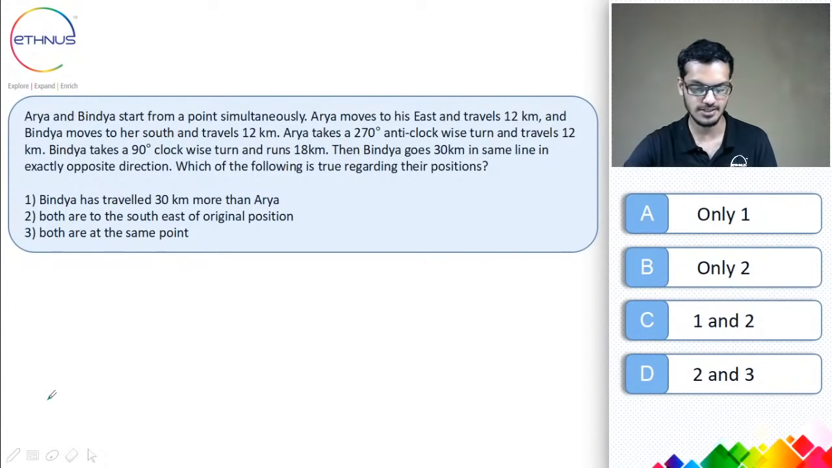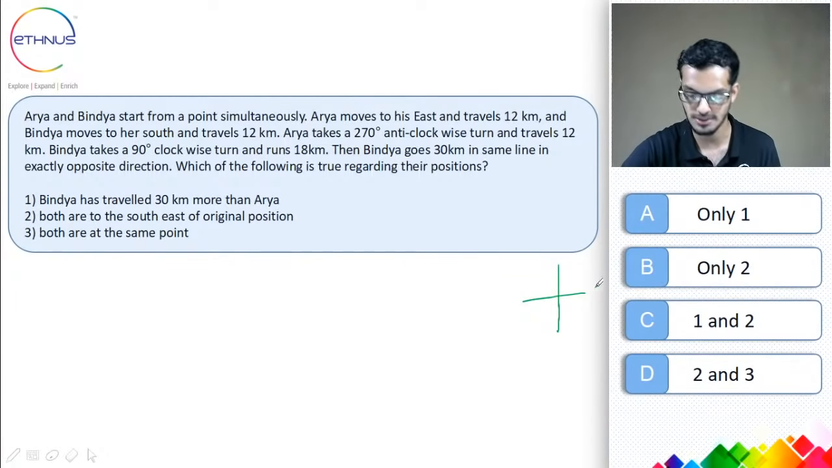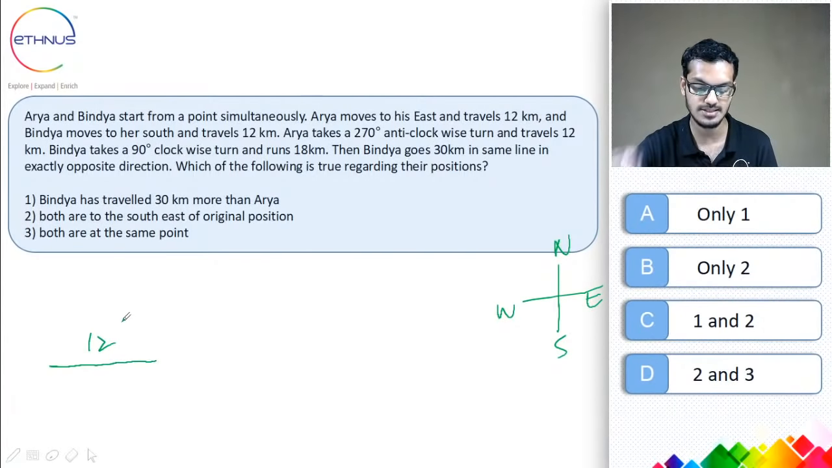Now, if I draw it, there are two people. One is Arya and the other one is Bindya. So I'm going to draw Arya's direction in red color and Bindya's in green color. So let's first draw Arya's. Arya moves to the east. Always you have to guess the position. So east, I'm going to consider this side. So definitely this will be west, north and south. They have mentioned Arya moves east and travels 12 kilometers. And Bindya moves to her south and travels for 12 kilometers.